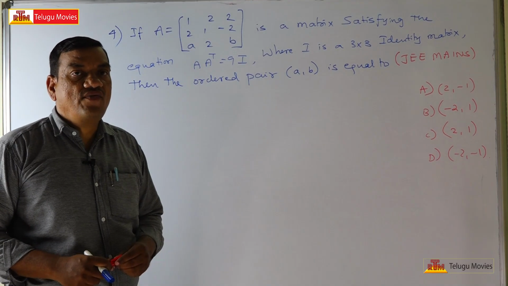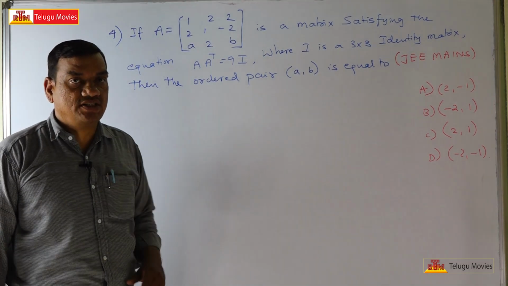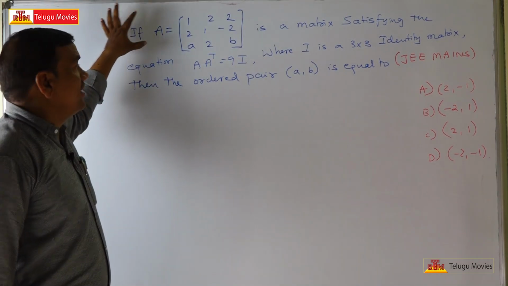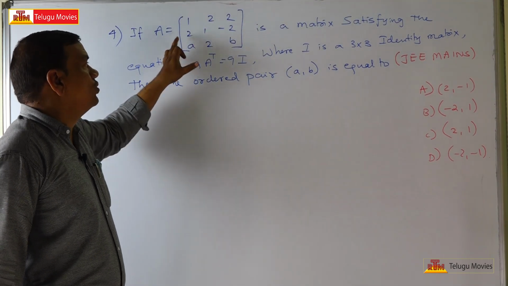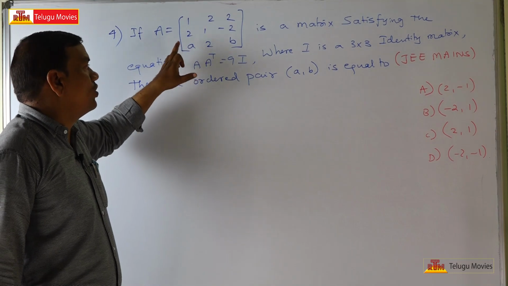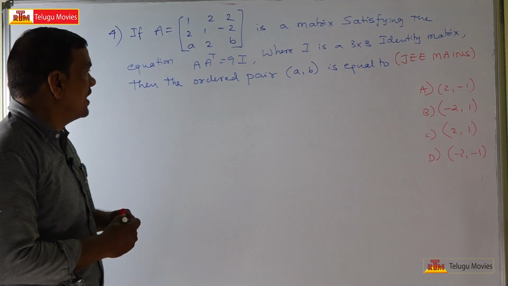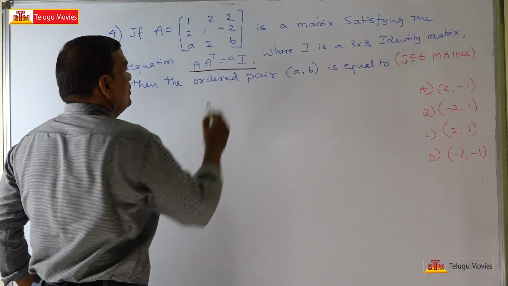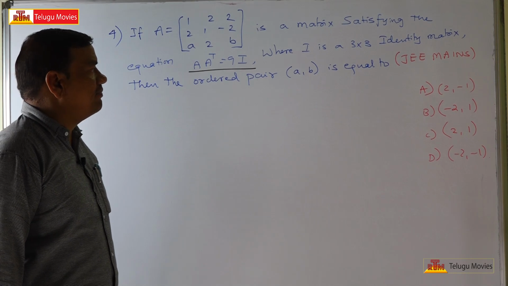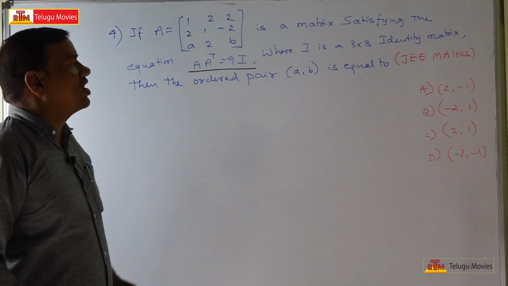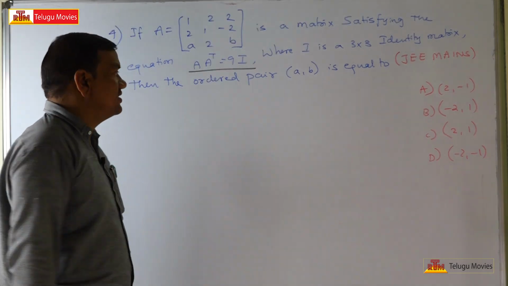Dear students, welcome to the 5th problem. The 5th problem is from matrices. The problem is: if A is equal to the matrix with first row 1, 2, 2, second row 2, 1, minus 2, third row a, 2, b is a matrix satisfying the condition A into A transpose is equal to 9I, where I is a 3 by 3 matrix, then the ordered pair (a, b) is equal to. Such an easy problem is given in the JEE Mains examination.